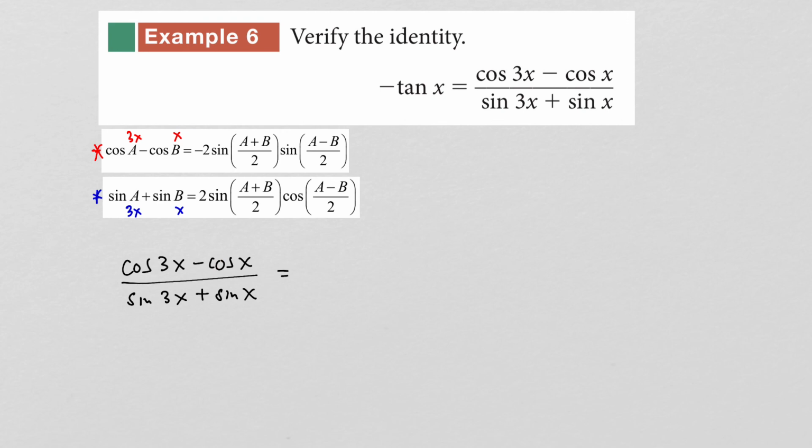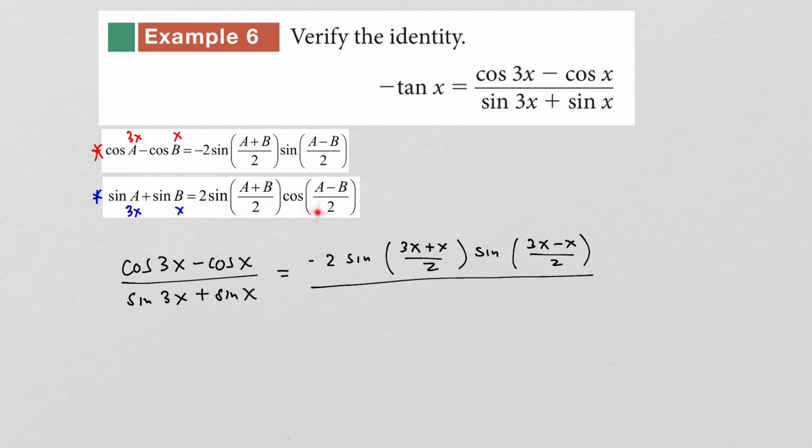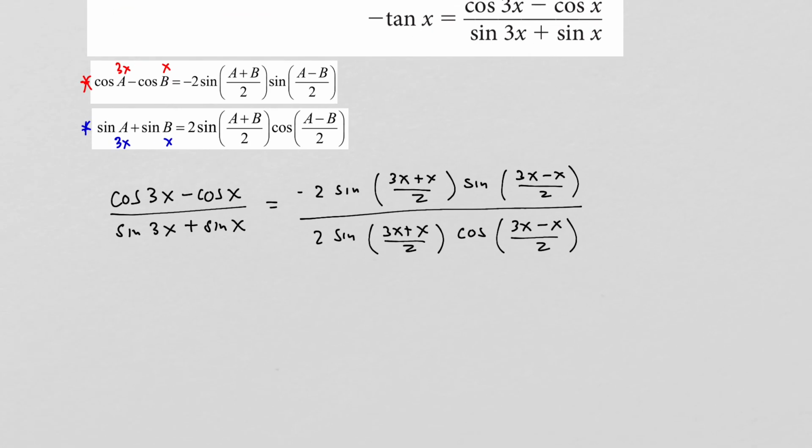So what we get then, in the numerator, we have the cosine of 3x minus the cosine of x, and that's going to equal this expression, which is negative 2 sine of (3x plus x) divided by 2 times sine of (3x minus x) divided by 2. And in the denominator, we will use this formula, which becomes 2 times the sine of (3x plus x) divided by 2 times the cosine of (3x minus x) divided by 2. And now we just need to simplify.